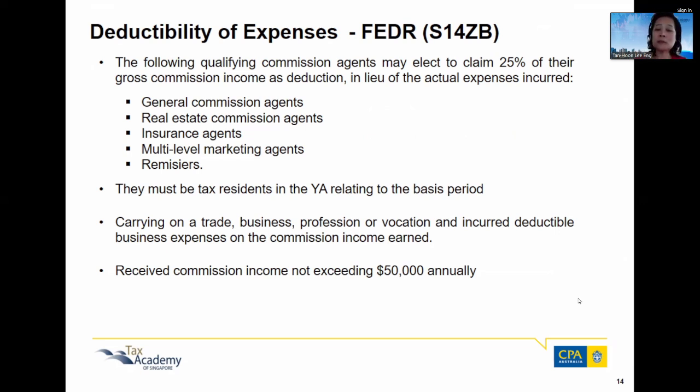Okay, so basically FEDR makes it easier, but for a taxpayer like the private hire car driver, if they think their actual expenses are higher, they can claim actual expenses and not claim under FEDR. So it's actually an option.